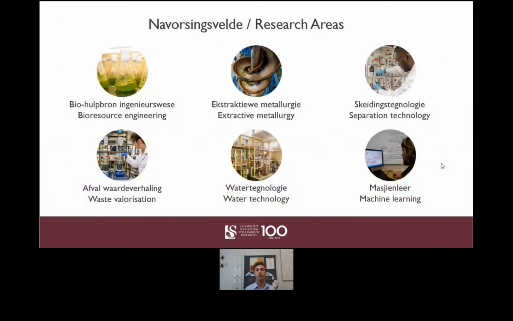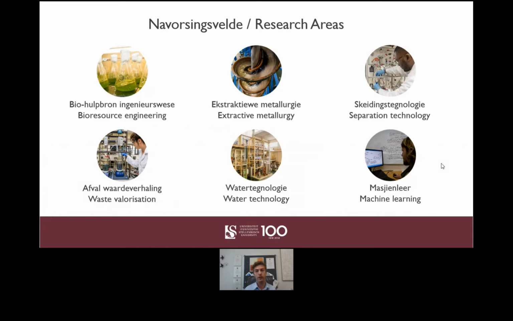We have several research areas for when you complete your undergraduate and are interested in doing a postgraduate degree in, for instance, bioresource engineering, which is my own field, where we look at using organisms to produce, for instance, biohydrogen. We have extractive metallurgy as a strong research thrust, where we examine how to better extract the materials that we need to produce interesting technologies.